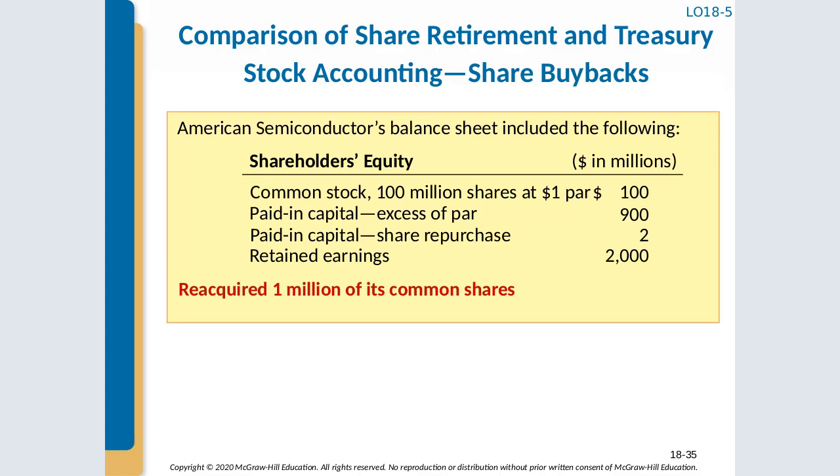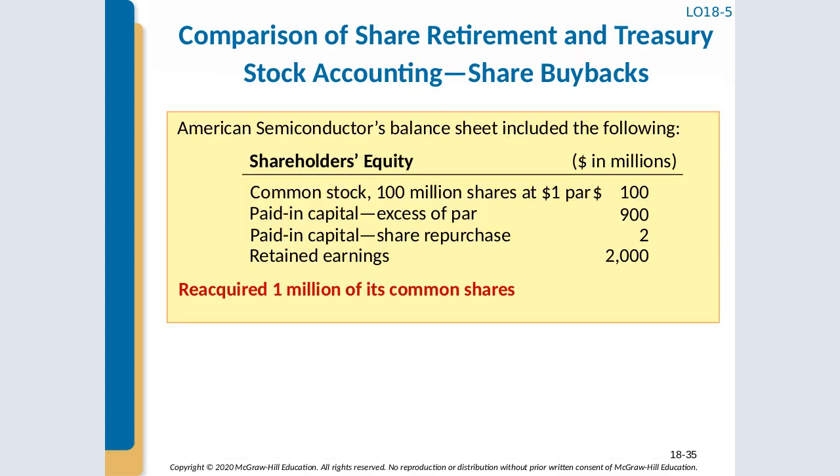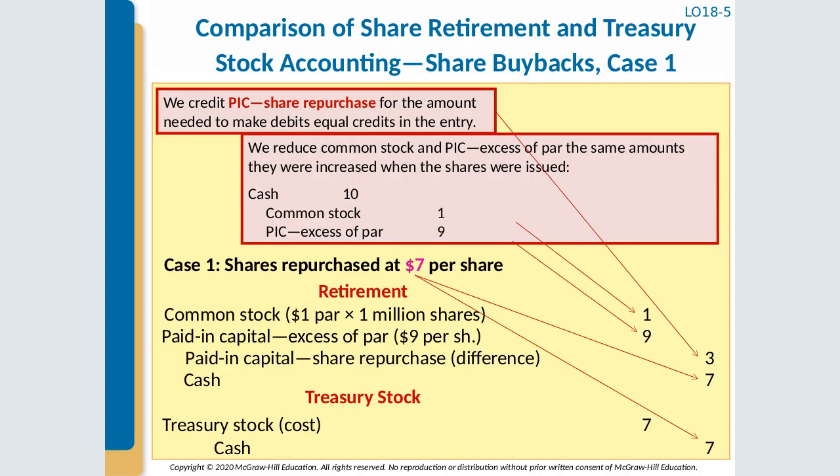All right, so here we are reacquiring shares. American Semiconductor is purchasing, or reacquiring, 1 million of its common shares. And we can see that they already have 2 million of paid-in capital from share repurchase. This is information that we may need when dealing with the repurchase of shares.